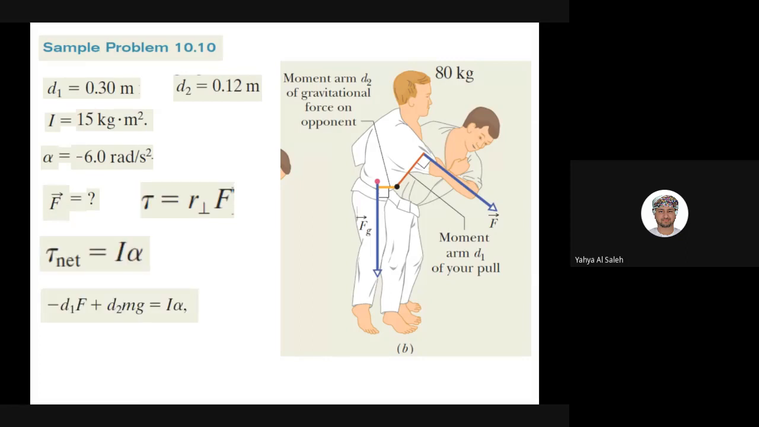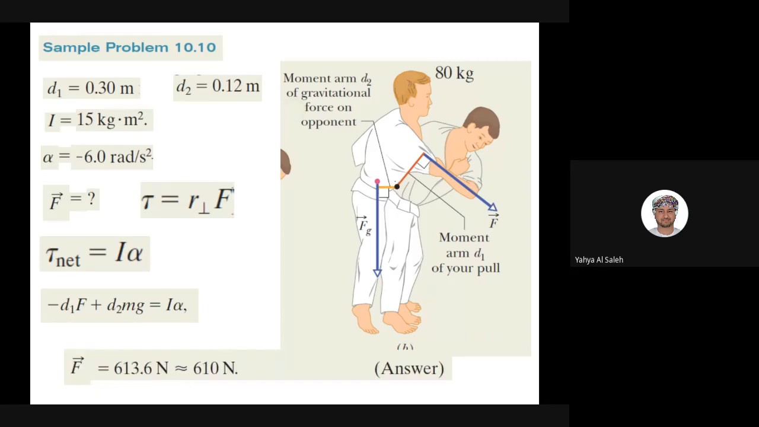So now I have a more complicated situation. My torque is still equal to I alpha, just like my F net equals ma. Here my net torque is equal to I alpha. I still want the same alpha, but my R cross F is not only R F of my force, there's also another R F with respect to the second moment arm and to the gravity.